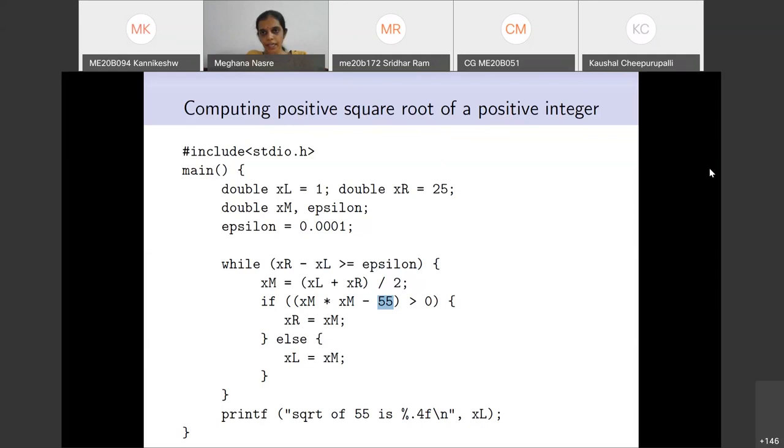Yes. In this case, the user will not give a guess. If the program itself takes XL and XR values, the user won't have to input a guess. Right? Yes, I agree.